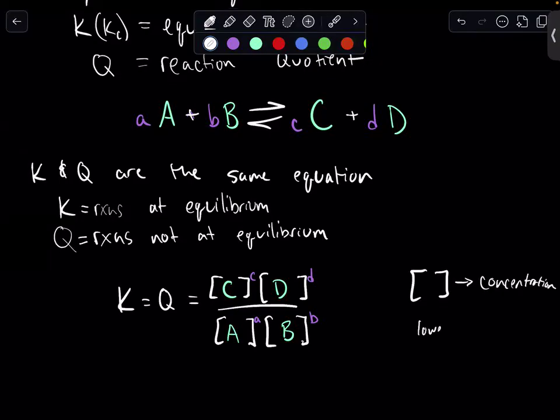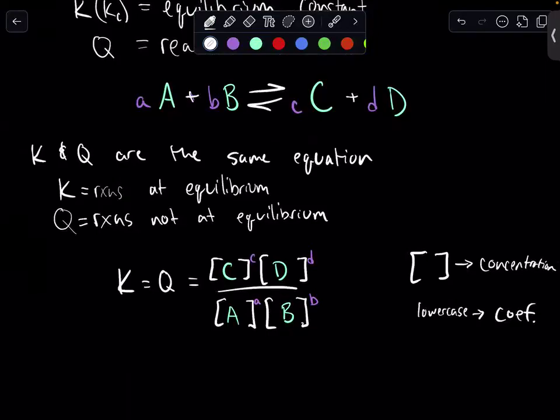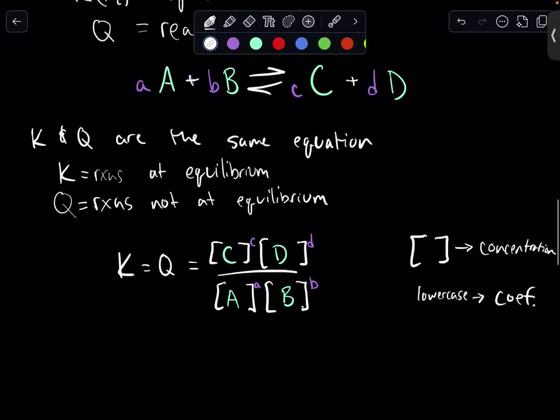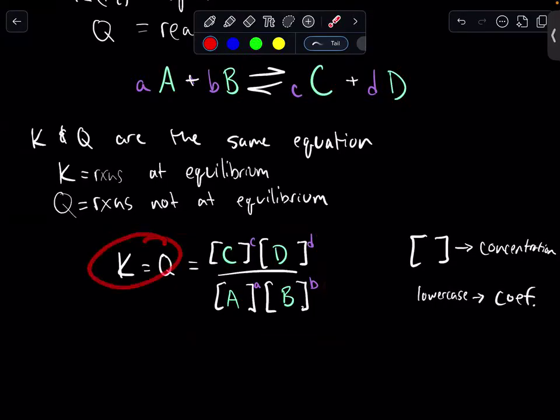And the lowercase letters refer to the coefficients. So K, or the reaction quotient, is equal to the product of the concentration of C to the c power times the concentration of D to the d power, divided by the product of the concentration of A to the a power and the concentration of B to the b power. So one final thing we can do is realize this value will be greater than 1.